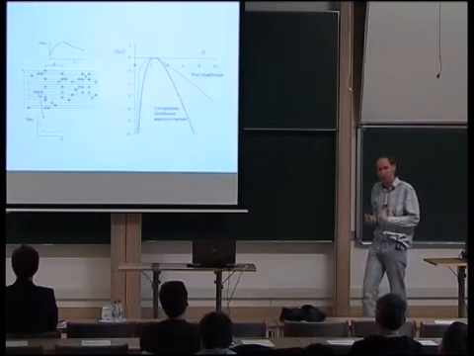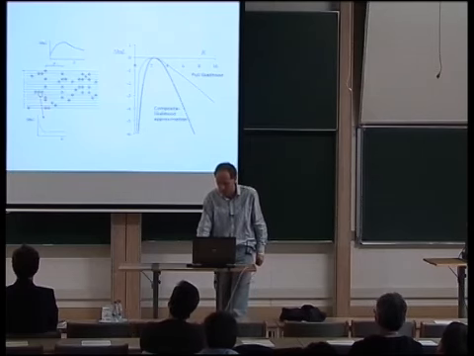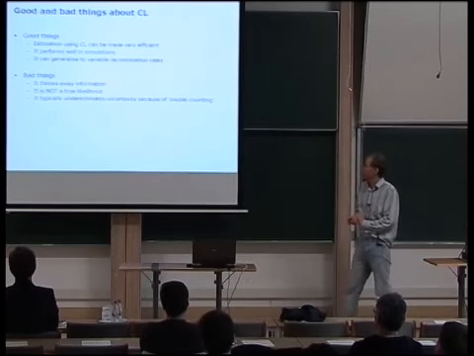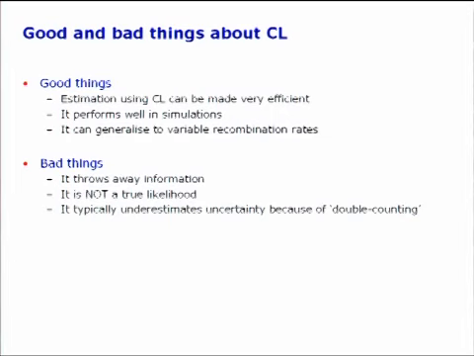But you can see it's more peaky. And that's a typical feature of composite likelihood. So what are some good things and bad things about composite likelihood? Good things: estimation using the composite likelihood can be made extremely efficient. In particular, you can use tricks like making lookup tables and doing various interpolations that allow you to analyze very large data sets, in fact whole genome data sets, reasonably efficiently.